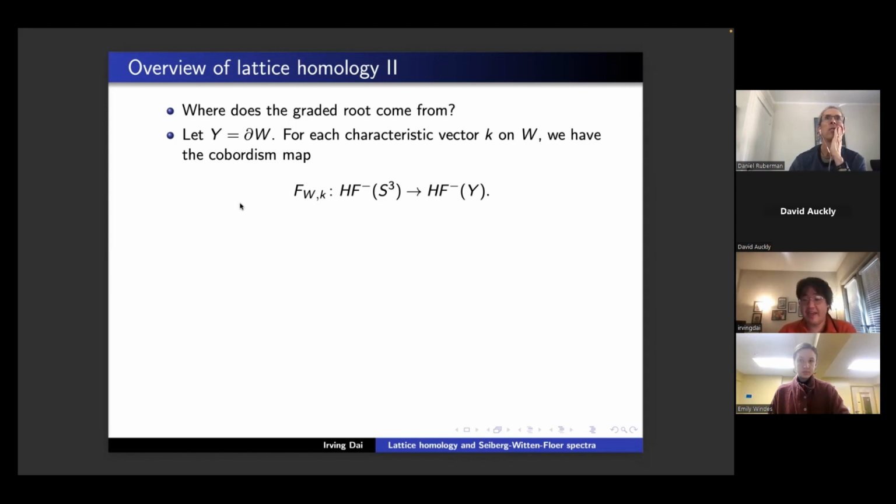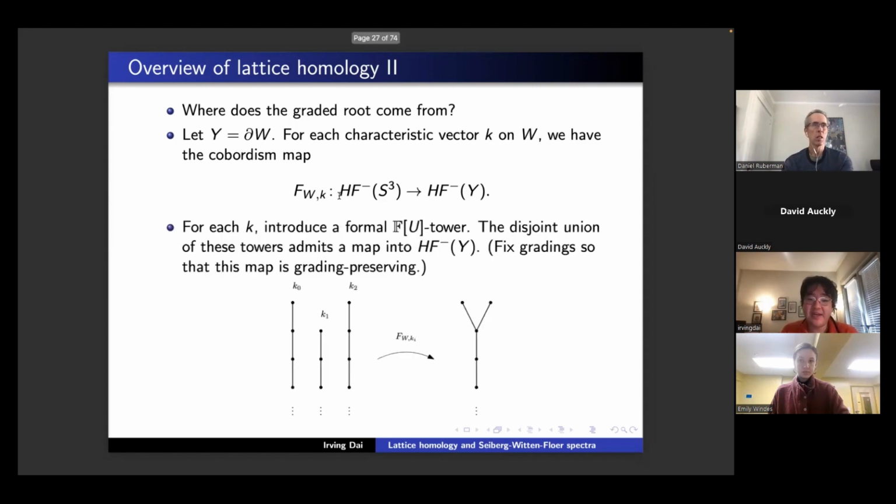So if I give you any characteristic vector K on W, then I obtain a cobordism map associated to W and this characteristic vector K. This is a map from the minus version of Heegaard-Floer homology, HF minus of S3, to HF minus of Y. Now, HF minus of S3 is just a copy of F adjoin U, which I think of as this infinite downwards tower. So for each characteristic vector on my cobordism W, I get a map from a copy of F adjoin U into the thing that I care about computing, HF minus of Y.